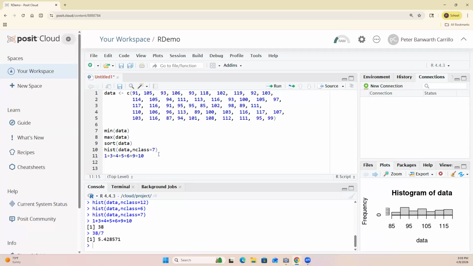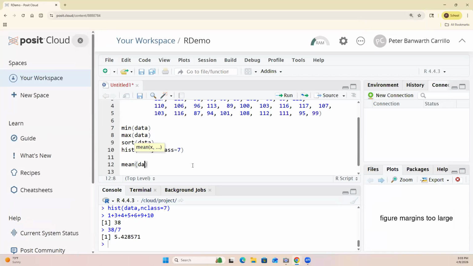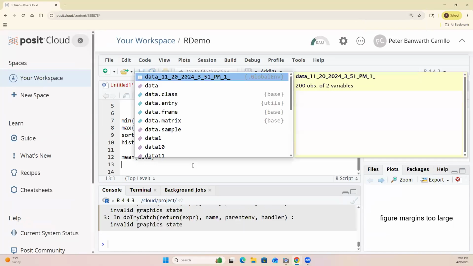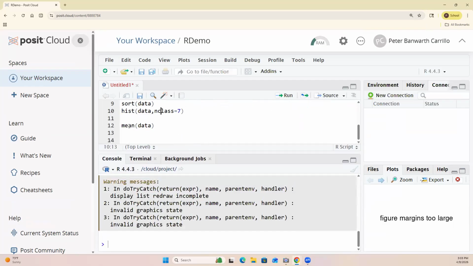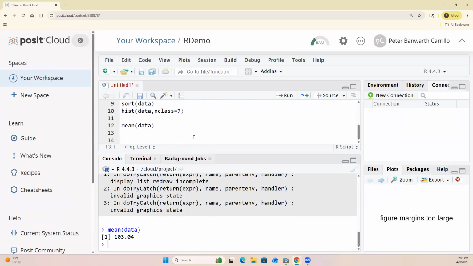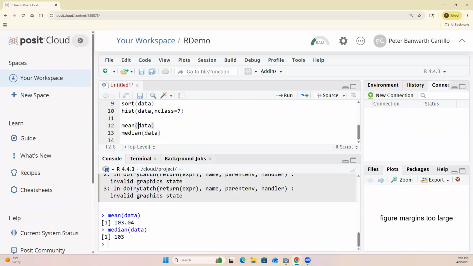But I don't have to because R calculates the mean. Come on. This means my window is too small. There it goes. 103, right? Which is roughly what we said, right? The center looked like it was between around 100 and 105. And the median, oh, also 103. Yeah.